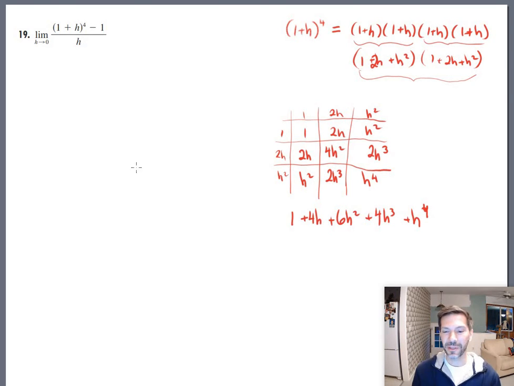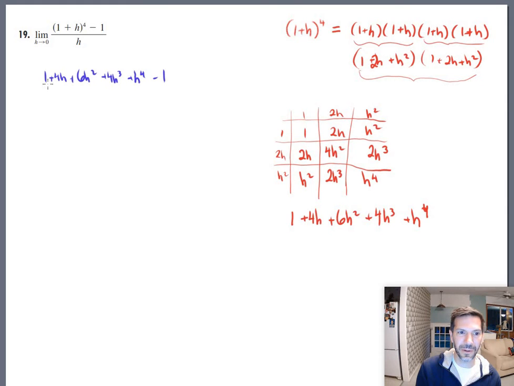But assuming you don't know that, let's just go back to the original problem now and say we have all of this and then minus 1. So 1 plus 4h plus 6h squared plus 4h cubed plus h to the fourth minus 1, all over h. And of course now we are smiling because what we were hoping would happen did happen, and that something cancels. It's not much, but there's a 1 on the top and a subtract 1, so those can cancel.